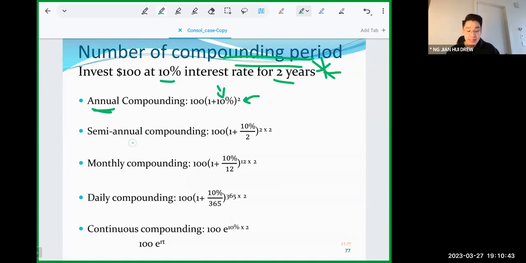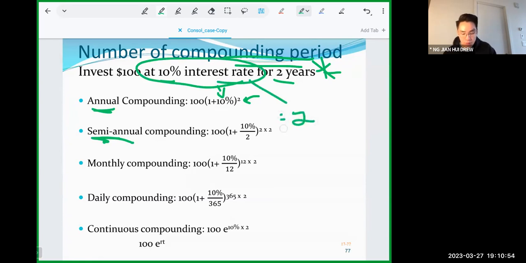But let's say we have semi-annual compounding, what must we do? First, the very important step is your interest rate. Because it's semi-annual, you need to divide it by 2. But at the same time, your number of compounding periods changes. Remember, you have 2 years, and if it's semi-annual, it means you must compound twice each year. So the total number of compounding periods becomes 4. So there are 2 things you need to do. First, you divide the rate, then you multiply the number of periods, because the number of periods increases.